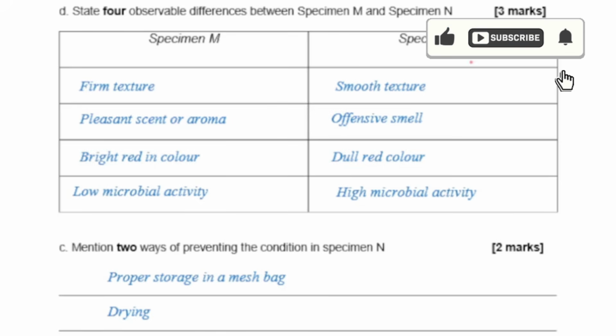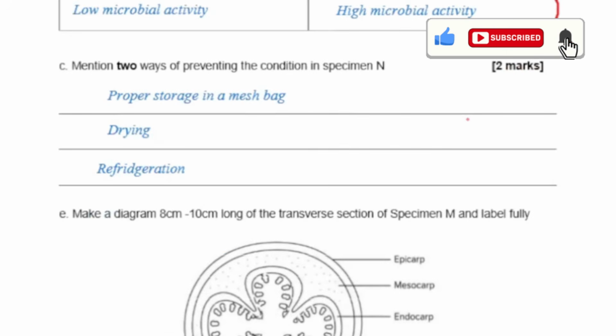So looking at the flash now, the answer flash to the questions there. So you see specimen M has a firm texture while N has a smooth texture, pleasant aroma, offensive smell. And so you can just read that up for yourself. Moving down, you see that the methods, 2 ways of preventing the condition of specimen N is by proper storage in a mesh bag, drying, and refrigeration.